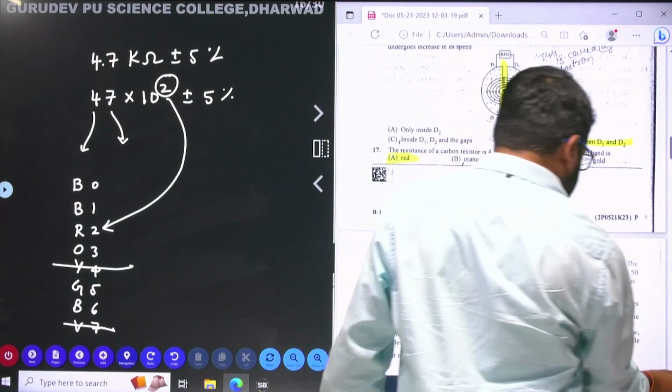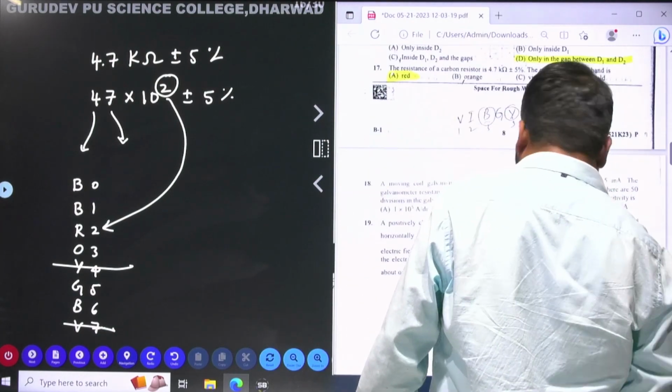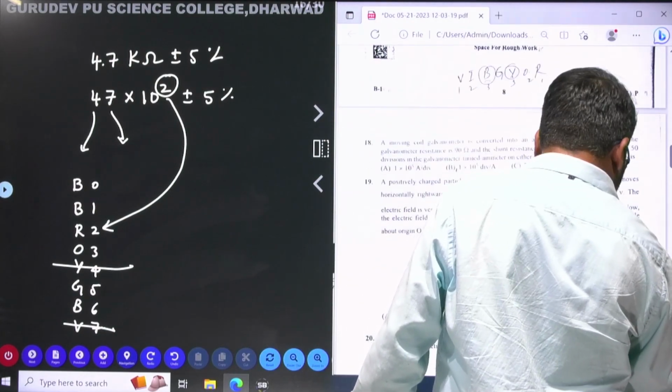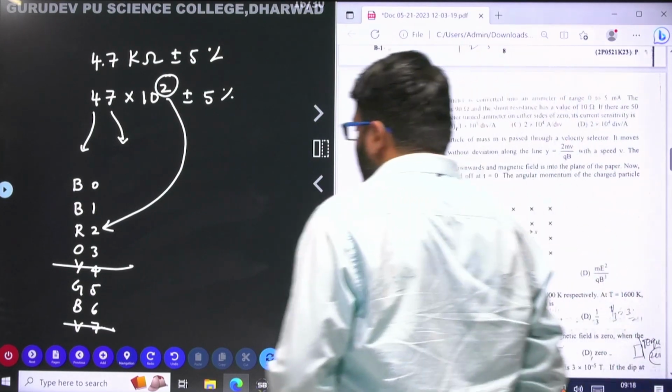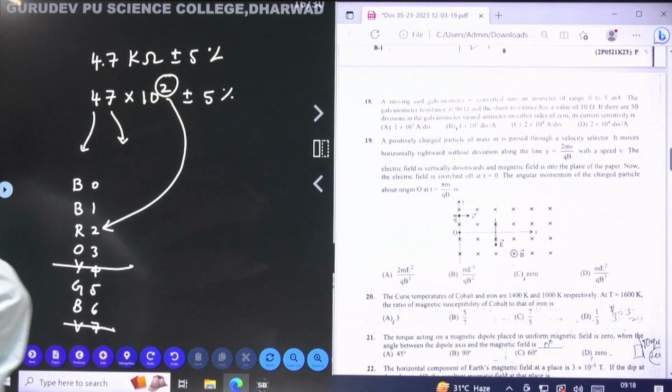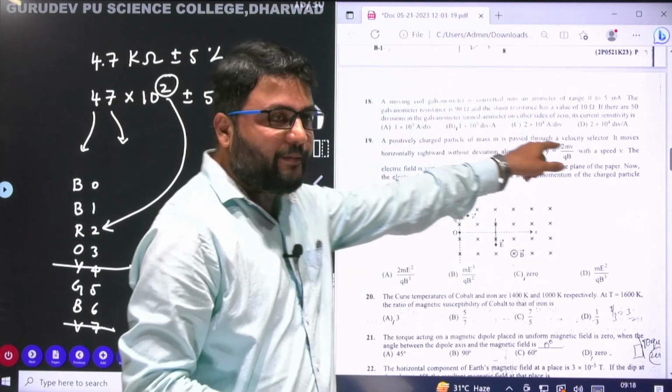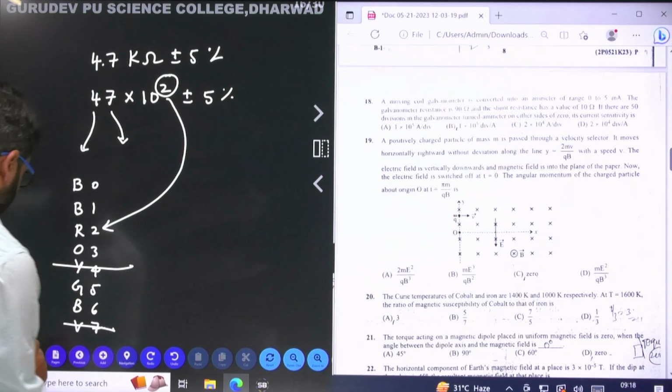Now let's move to the next question. This is question number 18. Which chapter has it come from? It is from moving charges and magnetism. This question is asked on the galvanometer concept, specifically galvanometer conversion. So a galvanometer is converted into an ammeter.